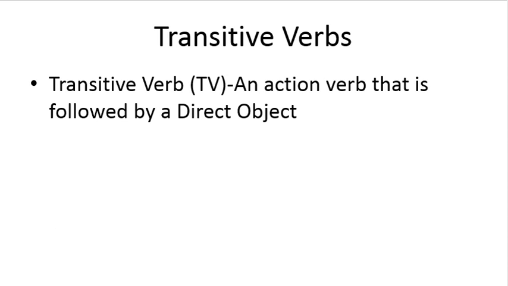A transitive verb is an action verb that is followed by a direct object. That is a great definition of a transitive verb. It's unbelievably useful for you, and you obviously know what a transitive verb is now. Except you may not have any clue what a direct object is, which kind of makes it a useless definition. So let's cover direct object.